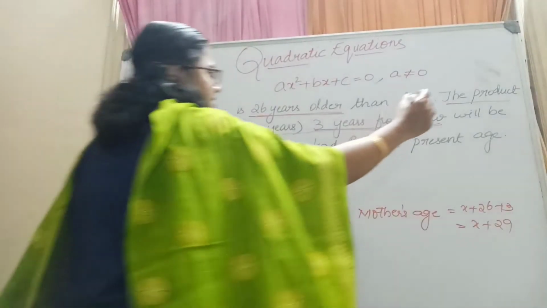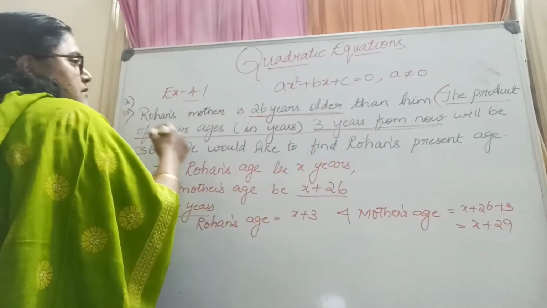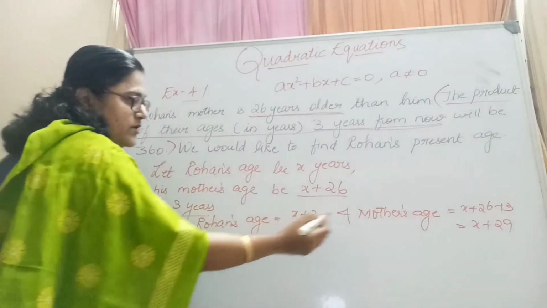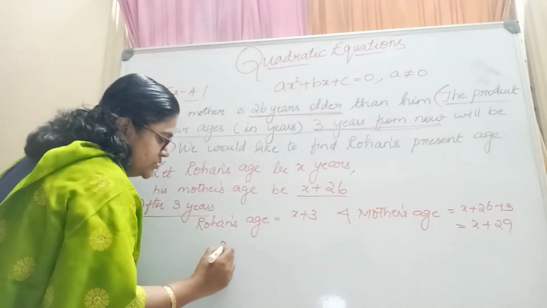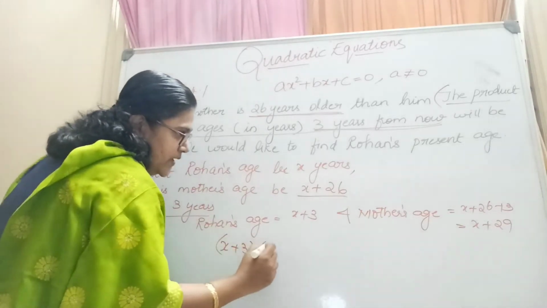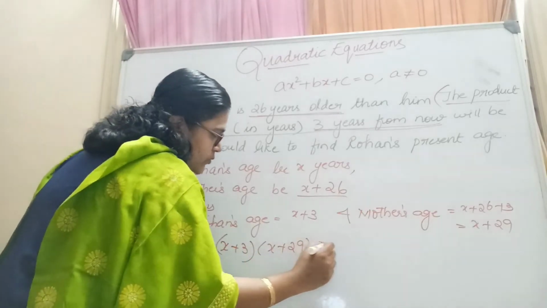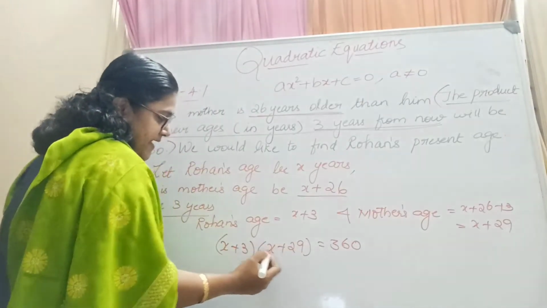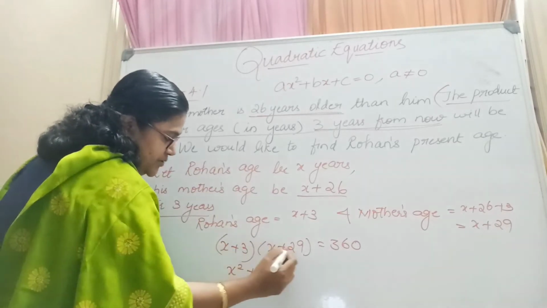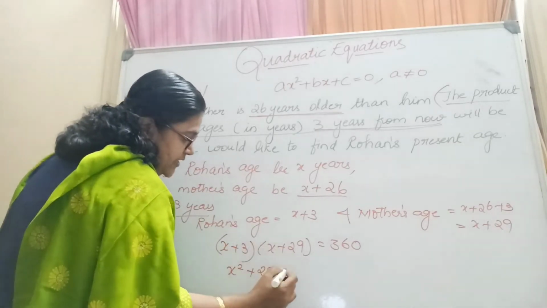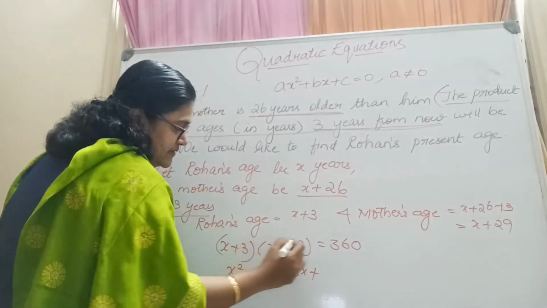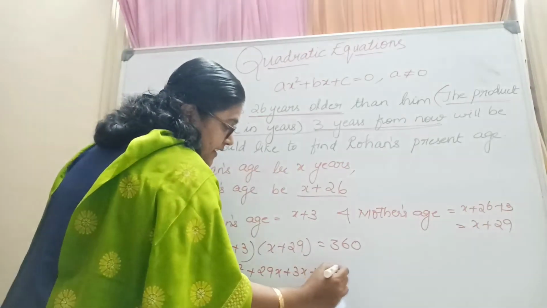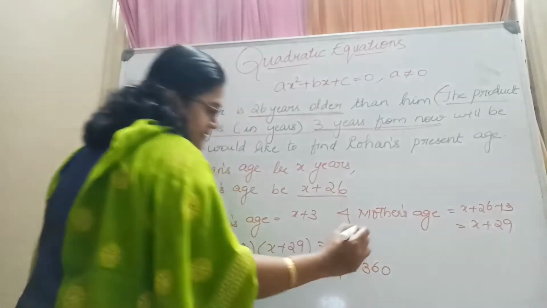Okay. Now in this part of the question, they say that the product of their ages in years, 3 years from now will be 360. So I am going to multiply them since it is told product of their ages. So x plus 3 into x plus 29 is equal to 360. So now we'll multiply this. X into x is x square, plus x into 29 is 29x, plus 3 into x is 3x, plus 3 into 29. How much is 3 into 29? It is 87. 87 is equal to 360.